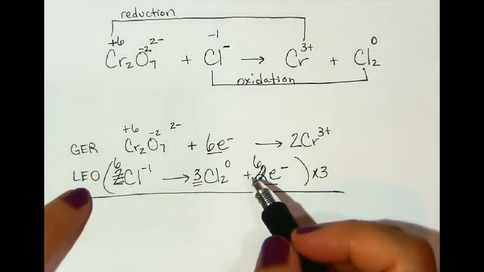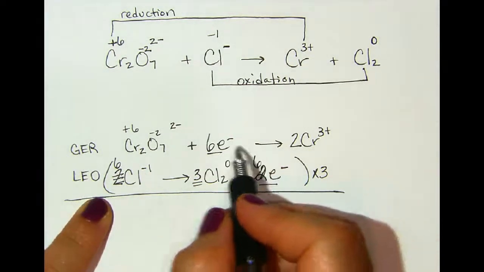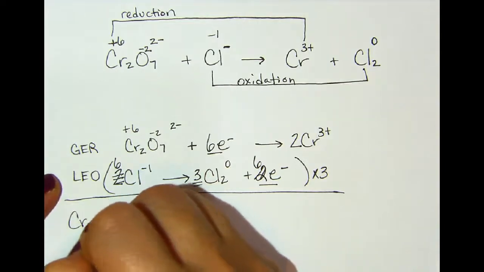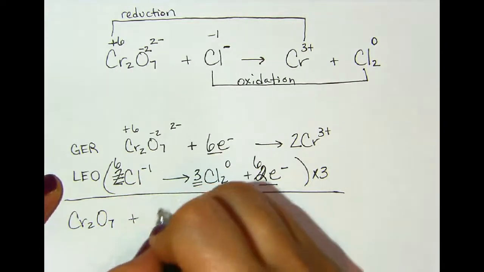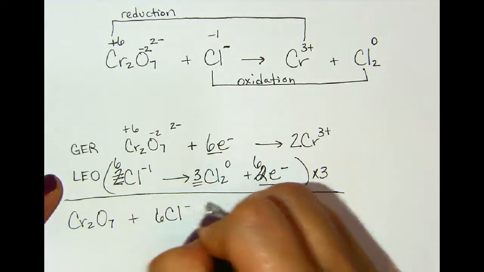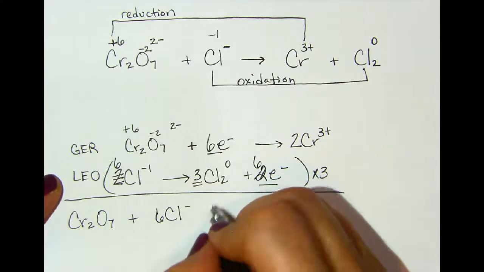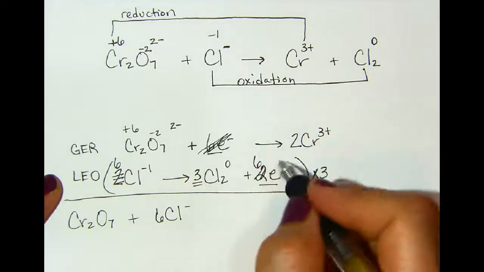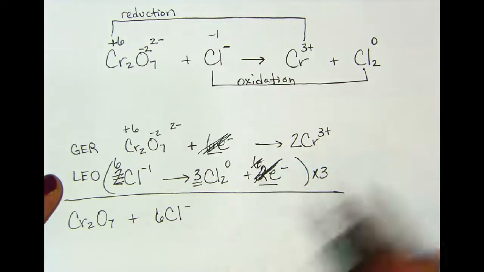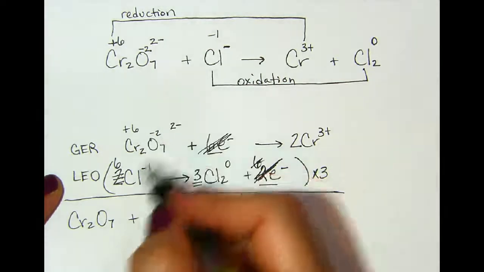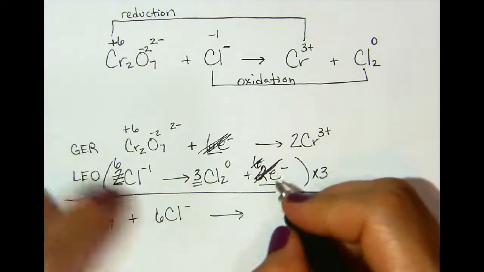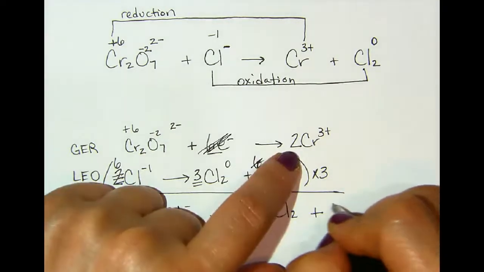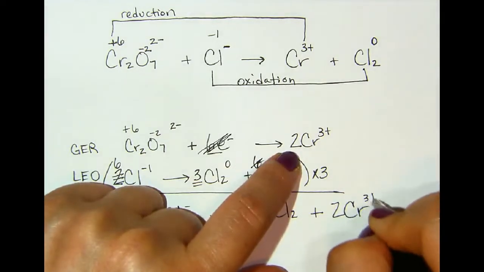So let's put together what we have so far. So far, on the left-hand side of the arrows, I have Cr2O7 2- plus 6 Cl-. And notice that the electrons are going to cancel because I have 6 on the left and 6 on the right. And so the electrons cancel each other out. So I'm going to combine these two things, and they are going to yield 3 Cl2 and 2 Cr3+.